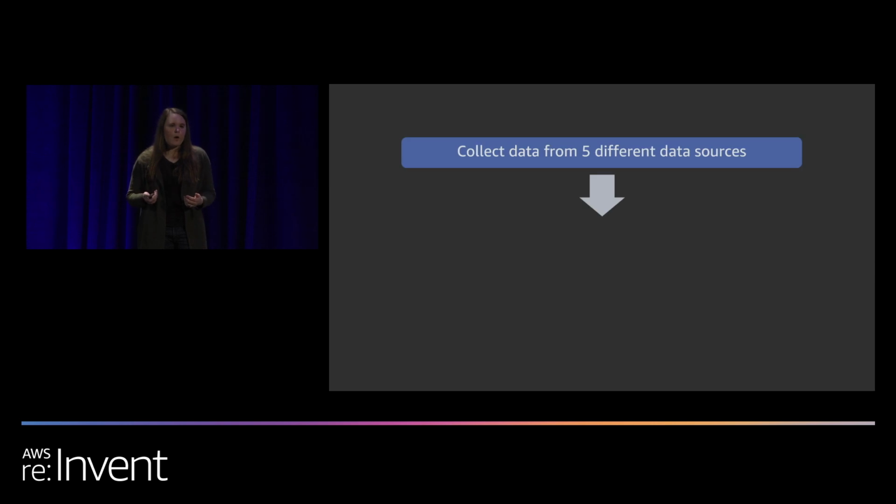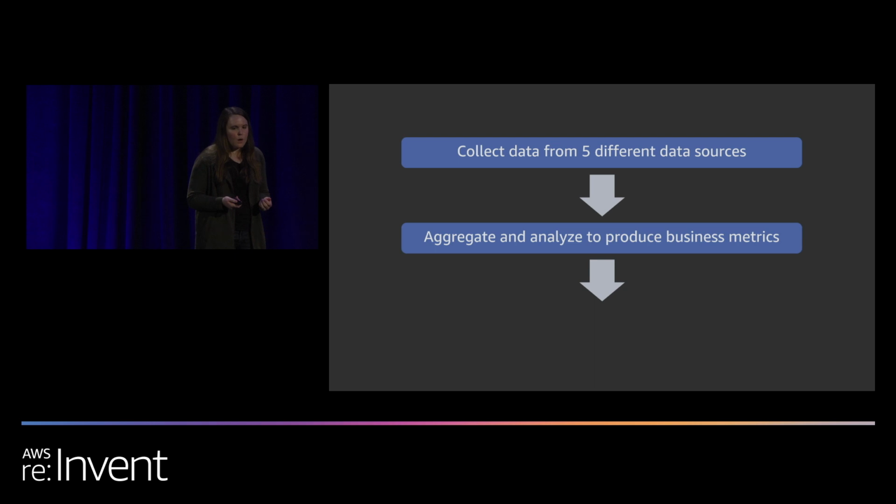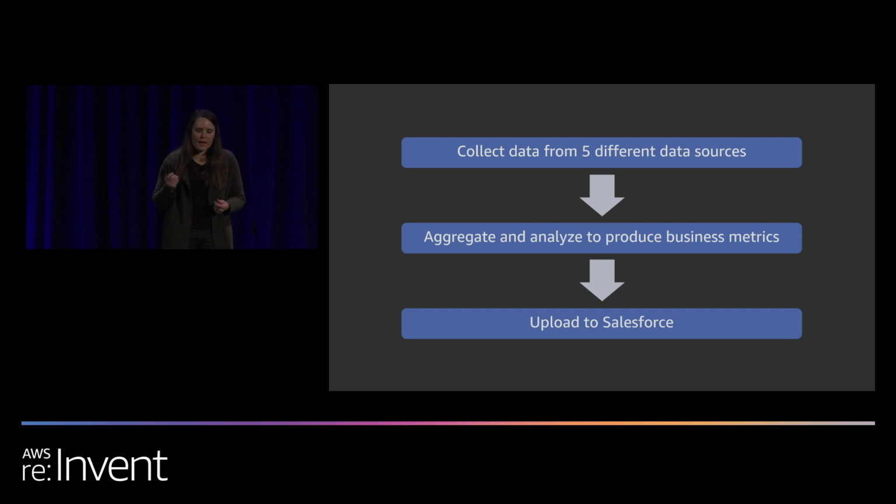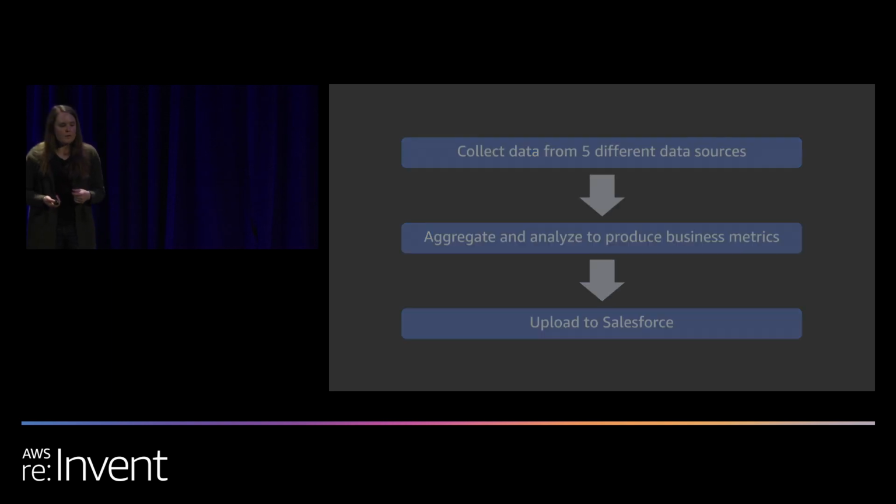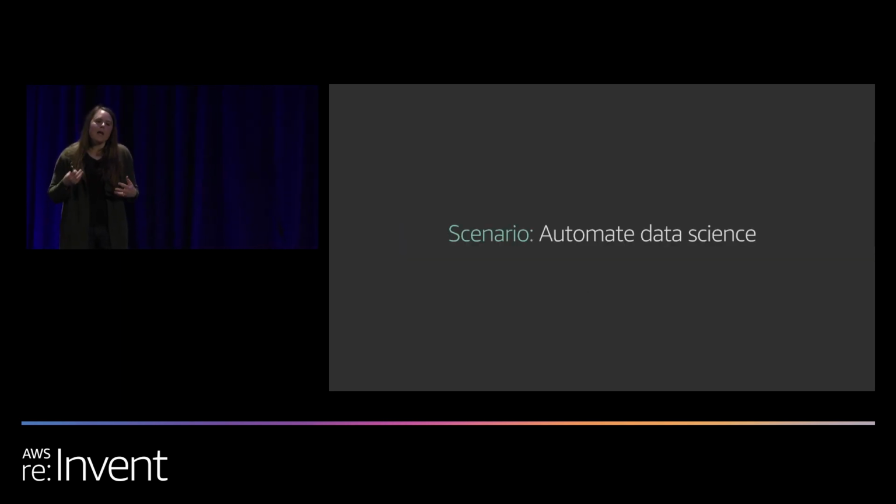Looking at Kelly's notebook, there are three things that we would want this pipeline to do. We needed to collect data from five different data sources. We wanted to aggregate and analyze that data to produce business metrics. And we want those metrics to be uploaded to Salesforce. So can we automate data science using Lambda? Is Lambda a good fit here?